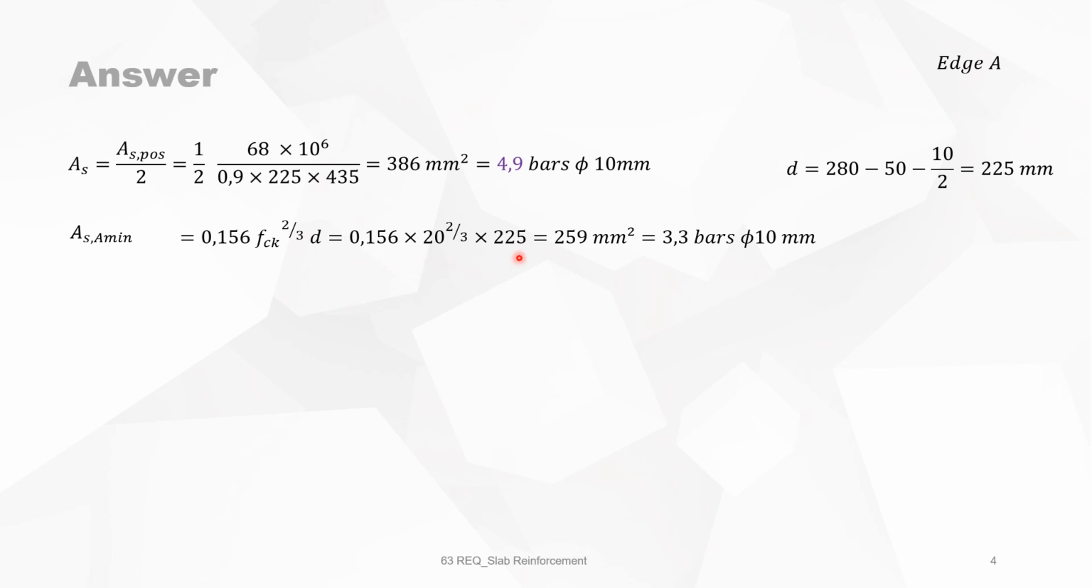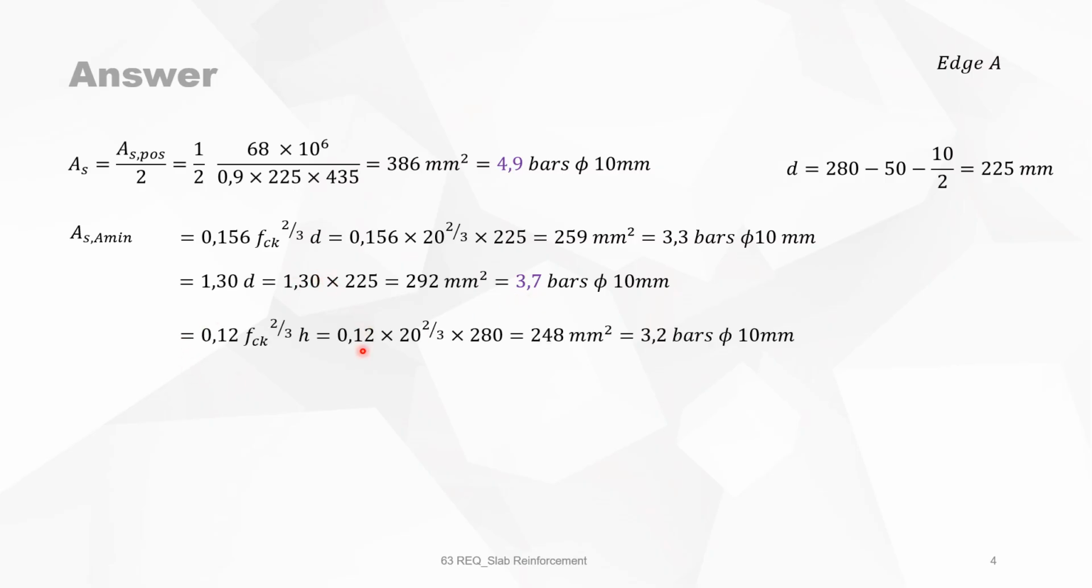The minimum required reinforcement is given by this formula. You can substitute with the different elements, and you get 259 square millimeters or 3.3 bars per meter. But minimum reinforcement must be the maximum of three elements. Or it must be 1.3 times D, which gives you 3.7 bars of diameter 10. Or it must fulfill this equation, and we end up with 3.2 bars of diameter 10. So we take the maximum of those three. So the minimum reinforcement is 3.7, and rounded off, it means 4 bars diameter 10 per meter.